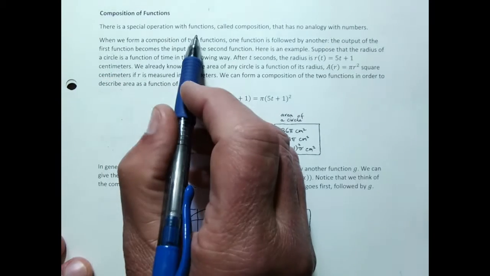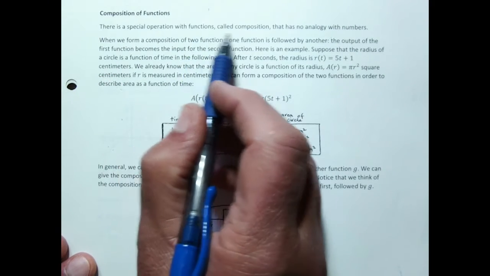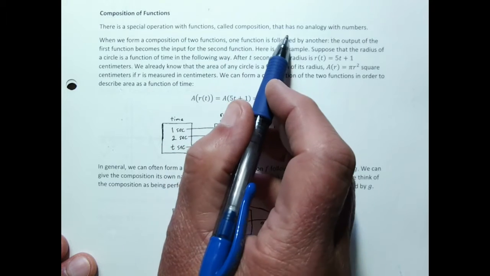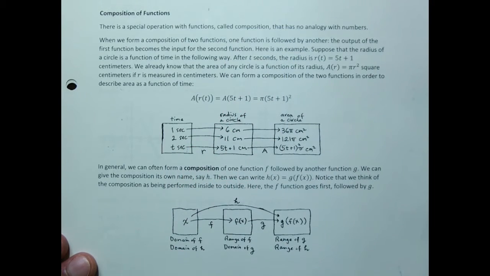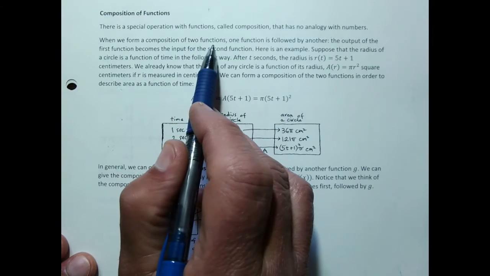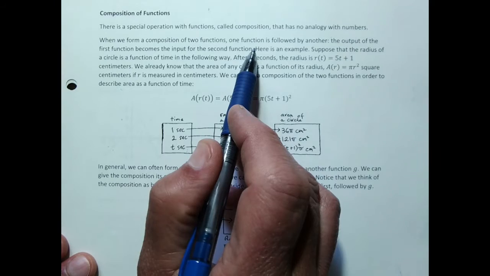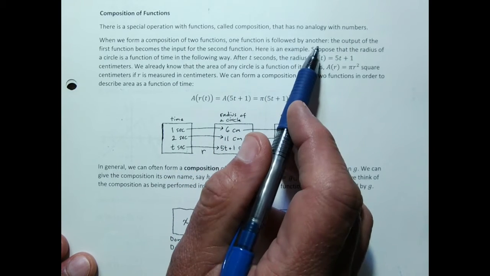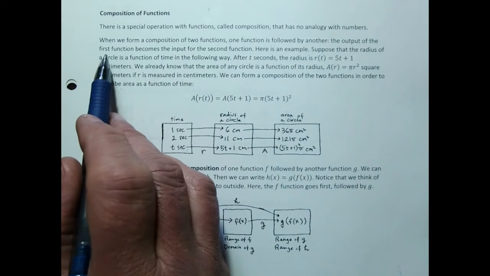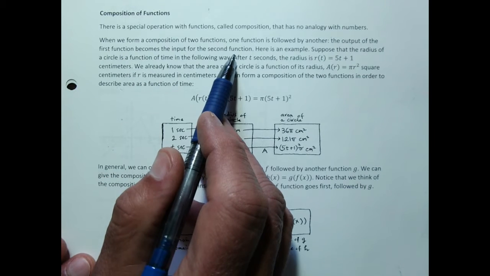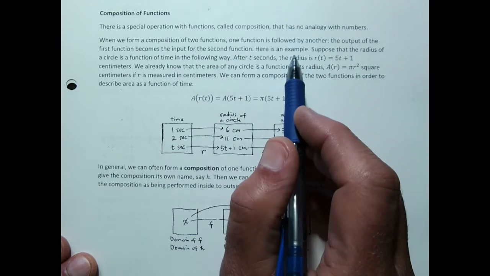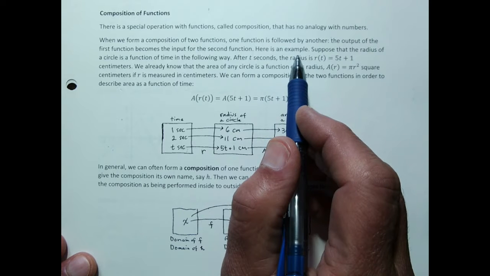So there's a special operation with functions called composition that has no analogy with numbers. It's not like adding, subtracting, multiplying, or dividing. It's something else. When we form a composition of two functions, one function is followed by another. The output of the first function becomes the input of the second function. And here's an example that I hope is fairly straightforward.